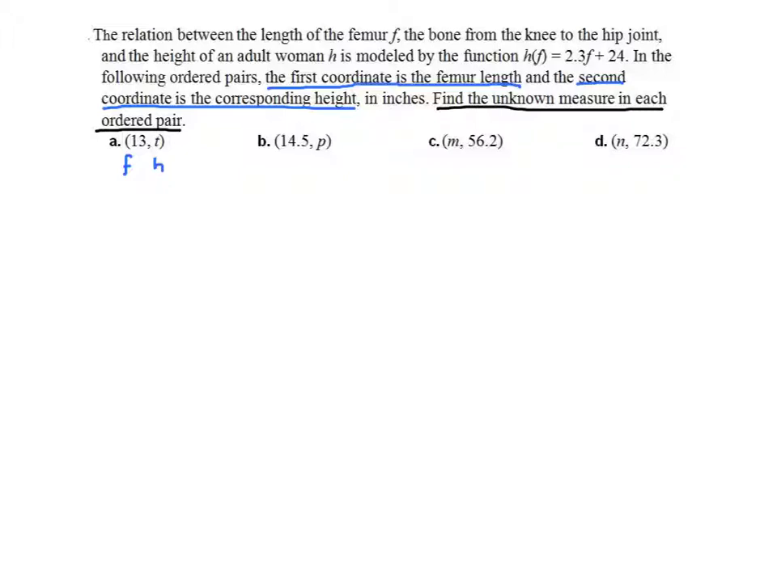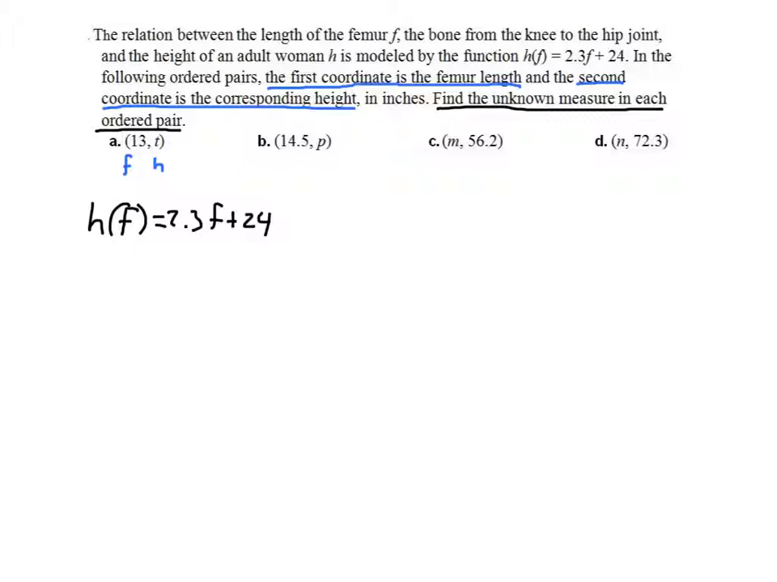All right? So we take our function, which is h of f, 2.3f plus 24, which, by the way, also goes to show this is the first time we've seen a function named anything other than f. You can name a function anything you want. Why do you suppose they used h? For height. H for height, f for femur. So this is h of f.